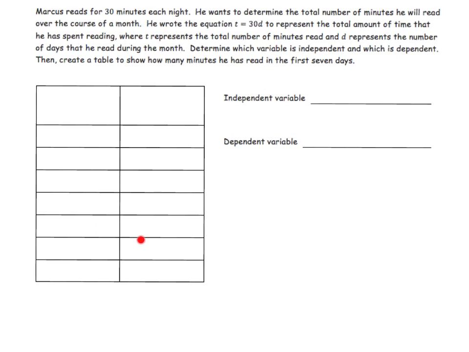And in this case you're going to make a table because the equation is given to you, but after this you're going to be writing the equation too. So Marcus reads, and remember to annotate or write out what it is that you know. He reads for 30 minutes each night, and he wants to determine the total number of minutes he will need to read over the course of a month.